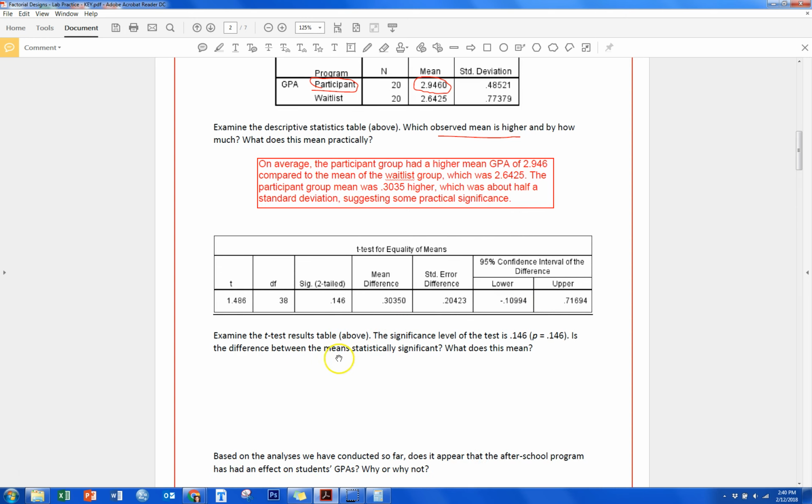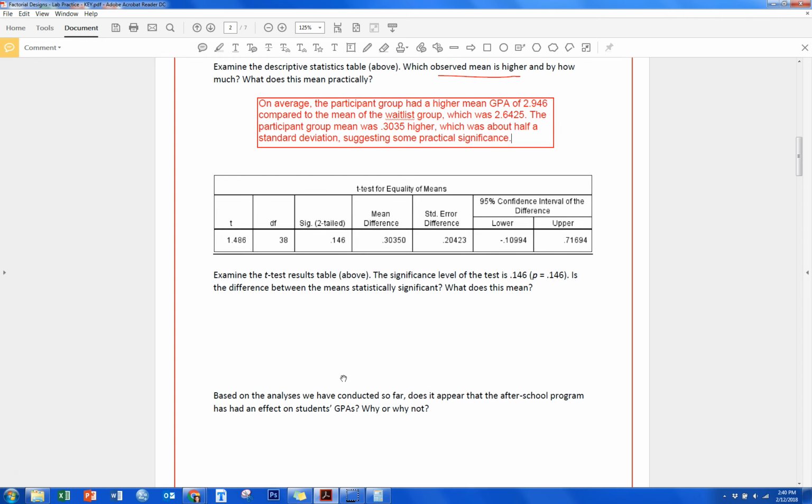Examine the t-test results table above. The significance level is 0.146. So in other words, p equals 0.146. Is the difference statistically significant? And what does this mean? So let's take a look at this here. So here's our test statistic. And then here is our p-value.